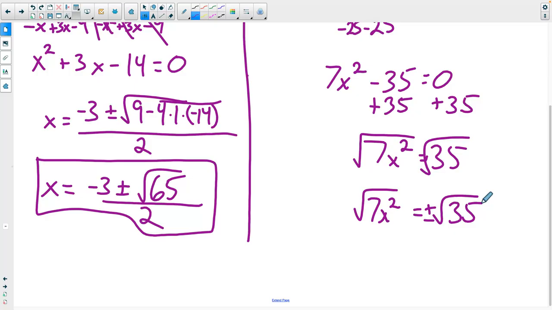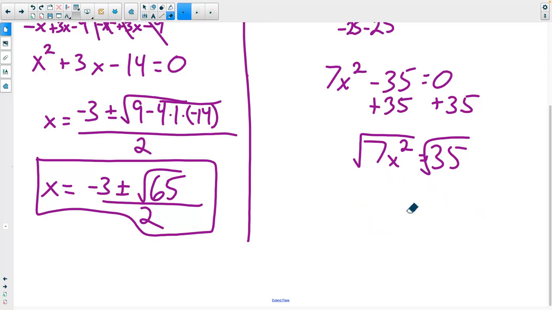I like the square root. It's just one step too early, okay? We gotta divide by 7 first. Then we're gonna square root. Okay? So I like that. That's good. So I'm gonna erase this and that.